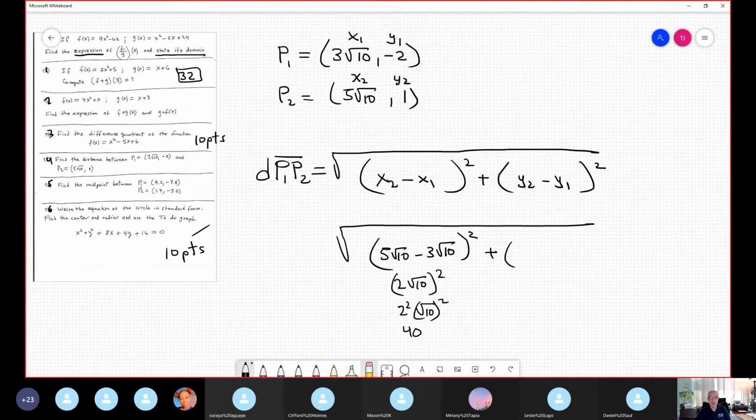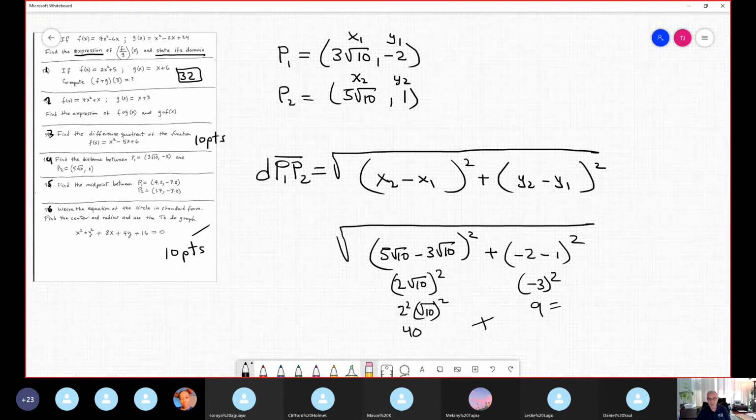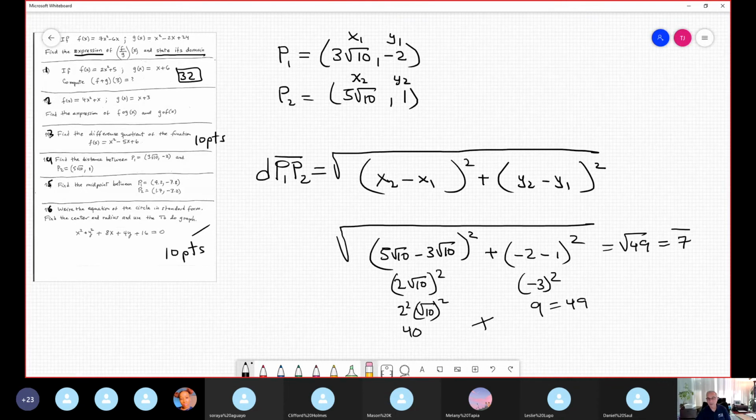The next part is y2, which is minus 2, minus, because the formula has a minus y1, squared. And negative 2 minus 1 is negative 3. And negative 3 squared is 9. And 40 plus 9 together is 49. And the square root of 49 is 7. End of the story. The distance that I am looking for is 7. 7, the segment connecting P1, P2, the length of this segment is 7. Any question?